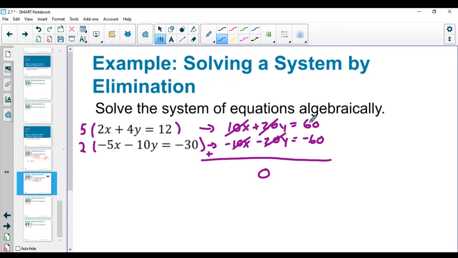Now when we add these, 10x minus 10x cancels, 20y minus 20y cancels, so we get 0 again. But we have to be careful. 60 minus 60 also cancels, right? So we get 0 equals 0, which is just true. And so what this is really telling us is that no matter what we put in, we're going to have an infinite number of solutions. Because there's going to be a bunch of different x and y pairs that we can put together that'll get us 0 equals 0, because 0 equals 0 is always true.